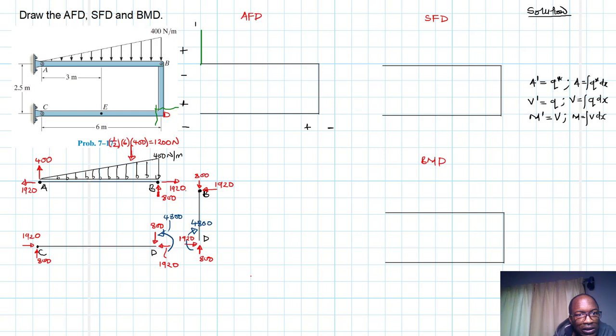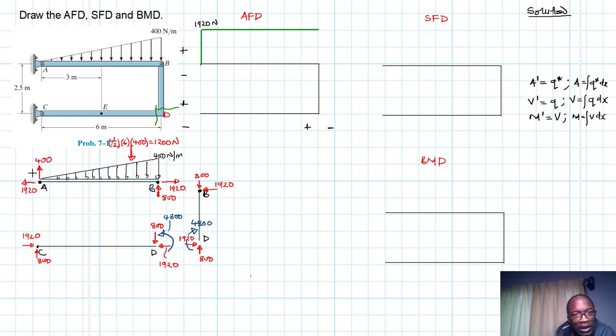This is 1920 newtons. And because we don't have any axial force between A and B, no axial distributed force, we expect the slope of our axial diagram to be 0, and 0 is like this up to B. And then at B the sign changes, because initially we are choosing this sign that goes outwards as our positive. You've seen this value here.